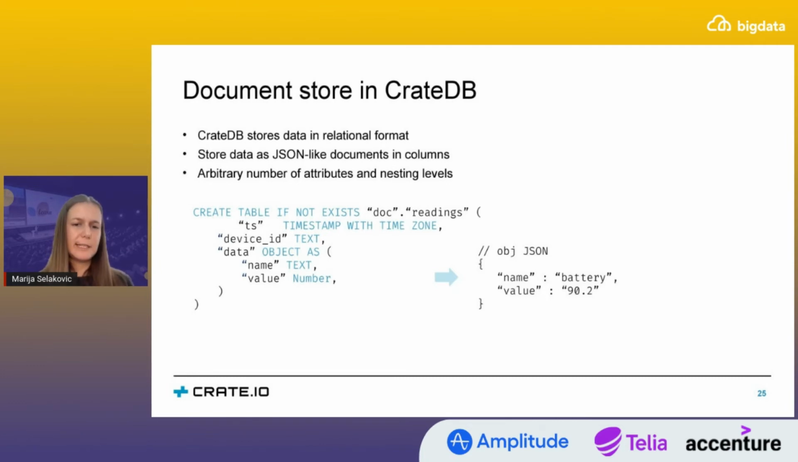We can see a very simple example where we have data declared as object, meaning it's going to be stored as a JSON document, and it has two properties. Of course, the number of properties and nesting levels you may have in the object is totally up to you. It's maybe not advisable to have an arbitrary number of nesting levels, but still there is flexibility to choose what you actually need.